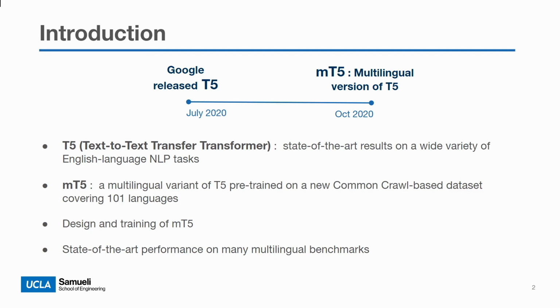However, since this was trained only on one language, which is English, it limits the usage to 80% of the world population who does not speak English. With this motivation, the authors worked on creating a multilingual version of the T5 model, which is called MT5. And this model is very similar to the models you would have heard of, which are MBERT and MBART.